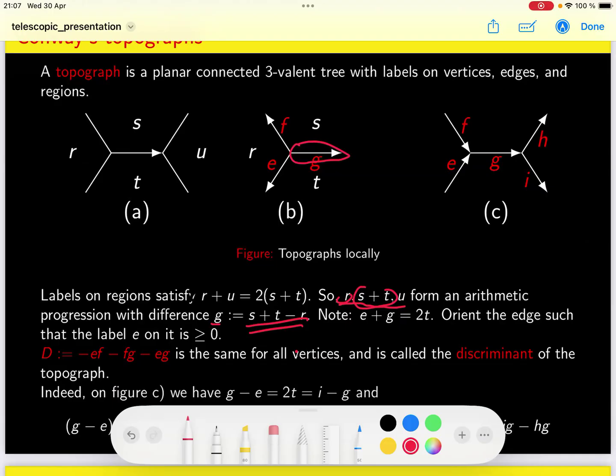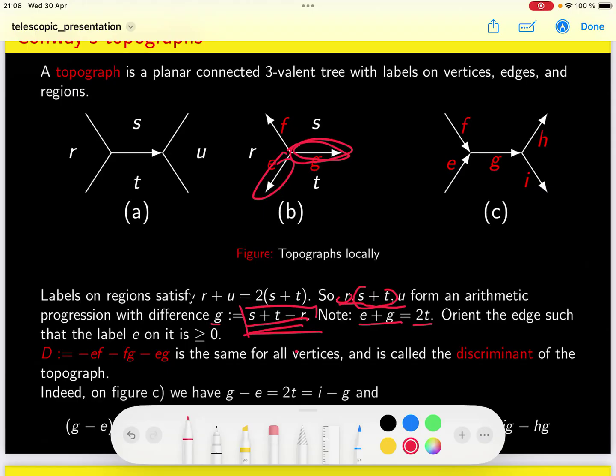And to do that, we just need to know the labels near a vertex. So you have a vertex, we have three labels, and then we can label every edge. Here I also want to orient every edge. I choose orientation such that the label on the edge is non-negative. If it's zero, I can choose arbitrary orientation, but if it's positive or negative, I can choose the orientation such that if I consider the arithmetic progression in this direction, the difference will be non-negative. Then we have relations. For example, E plus G is 2T. Here it's E, here is G. And if you just take the sum, then it will be T.